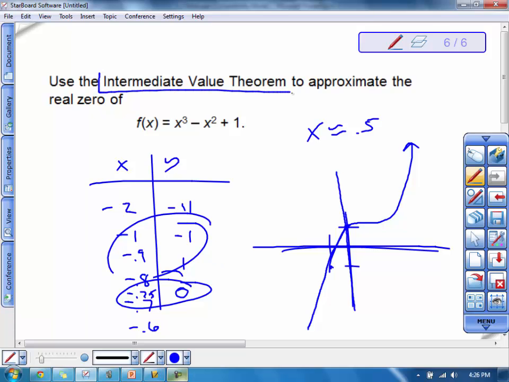So I won't ask you to know the name of this, but just keep in mind that these graphs are continuous. So obviously if one point's negative, one point's positive, there must be a 0 in that interval somewhere.